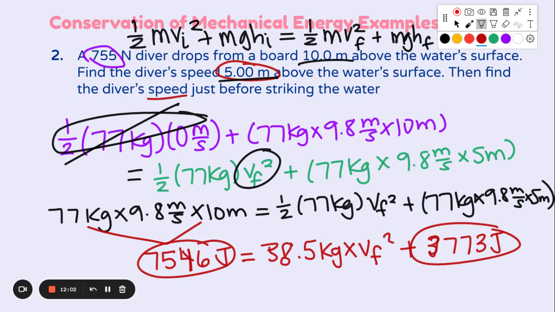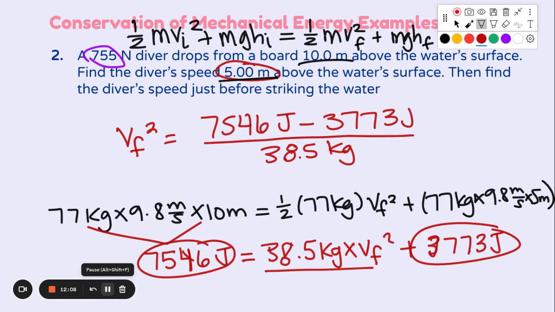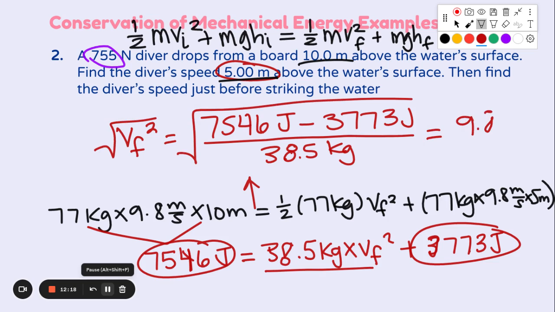And then you're going to divide by this value here. So you'll end up with the final formula. Let me put it up here for you. Okay, so when you do all that, this is what you end up with for your final formula up here. And then you're going to square root both sides. And you should get your final value for the 5 meters to be 9.89 meters per second. Okay, so do the same thing for the second one.